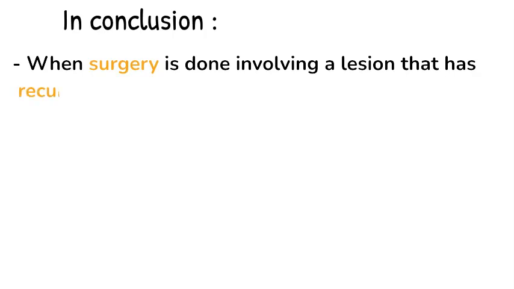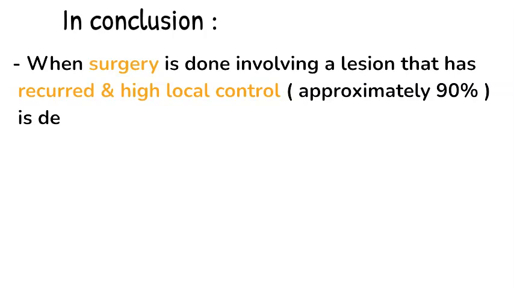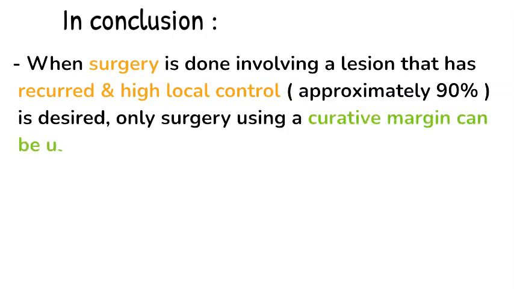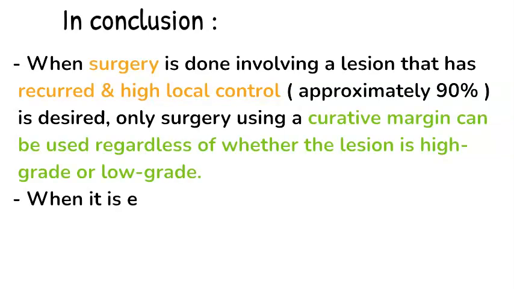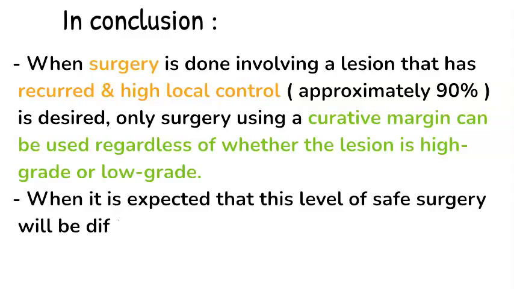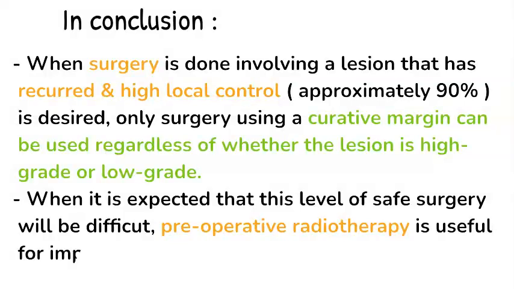When surgery is done involving a lesion that has recurred, and high local control, approximately 90%, is desired, only surgery using a curative margin can be used, regardless of whether the lesion is high-grade or low-grade. When it is expected that this level of safe surgery will be difficult, preoperative radiotherapy is useful for improving the local control.